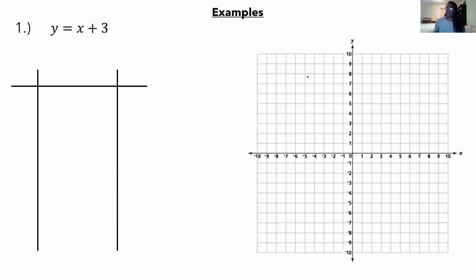So let me get myself out the way. I'm going to write my equation here. I'm going to have my x values here. I'm going to have my y values here. So my x values, that's also known as my input, because I'm putting these values into the equation. Input in the equation, okay? So what I get out of it is called my output.